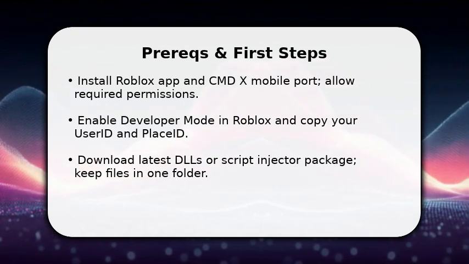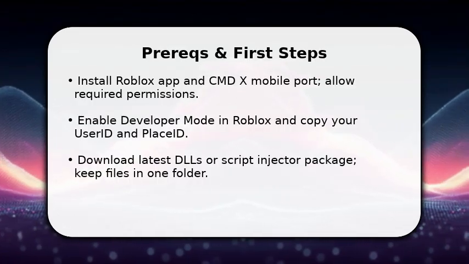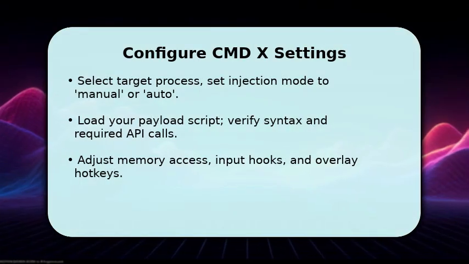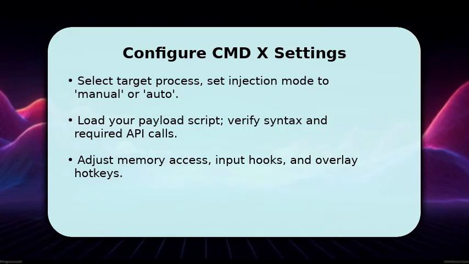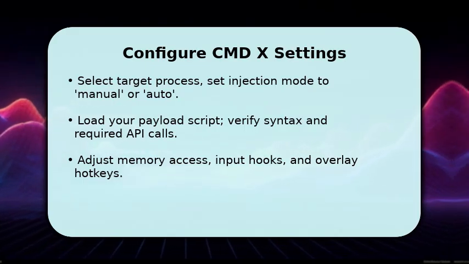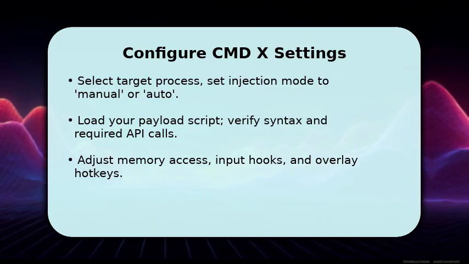You now configure Cmd X mobile to match the game. Select the Roblox process and choose the injection mode: manual for control, auto for speed. Once chosen, load your payload and quickly scan for syntax issues. Errors here cause silent failures.